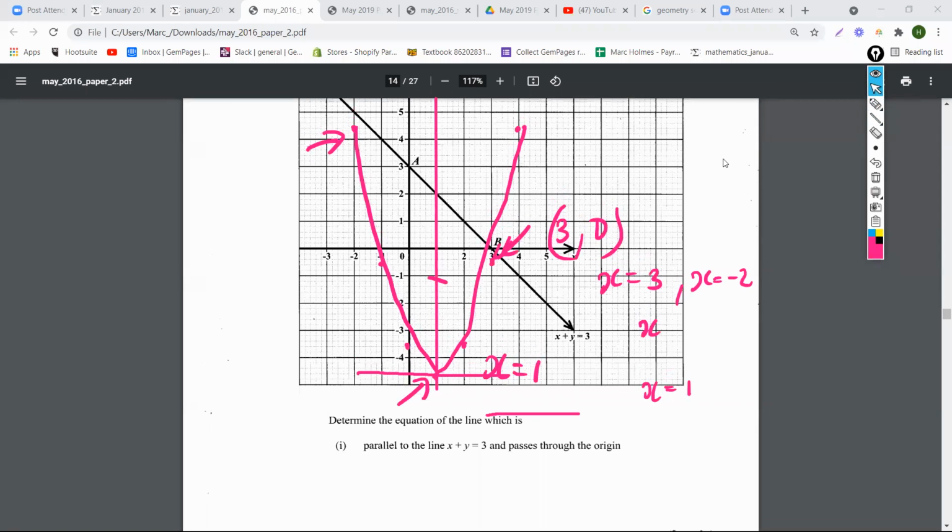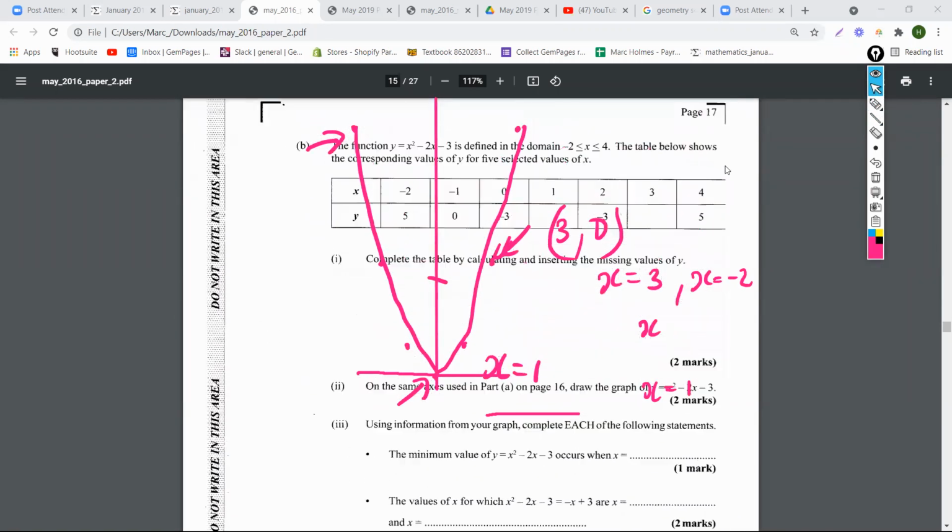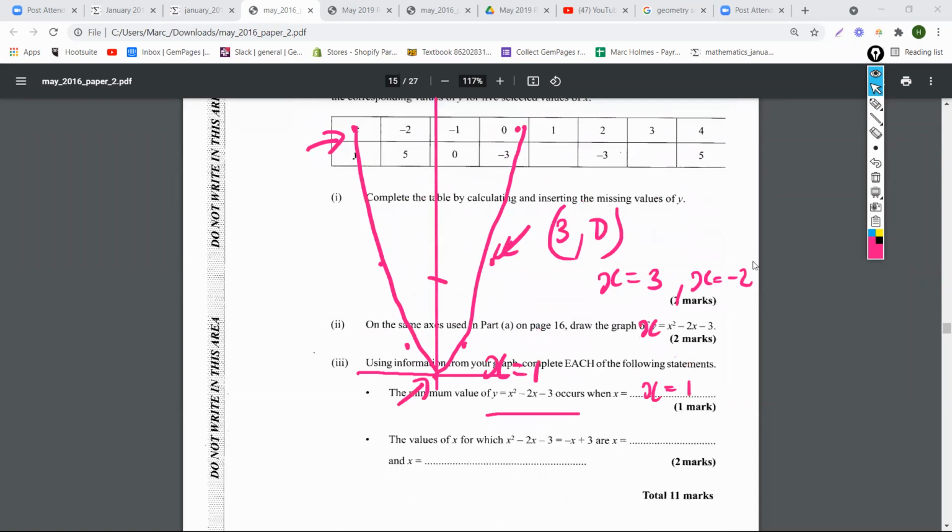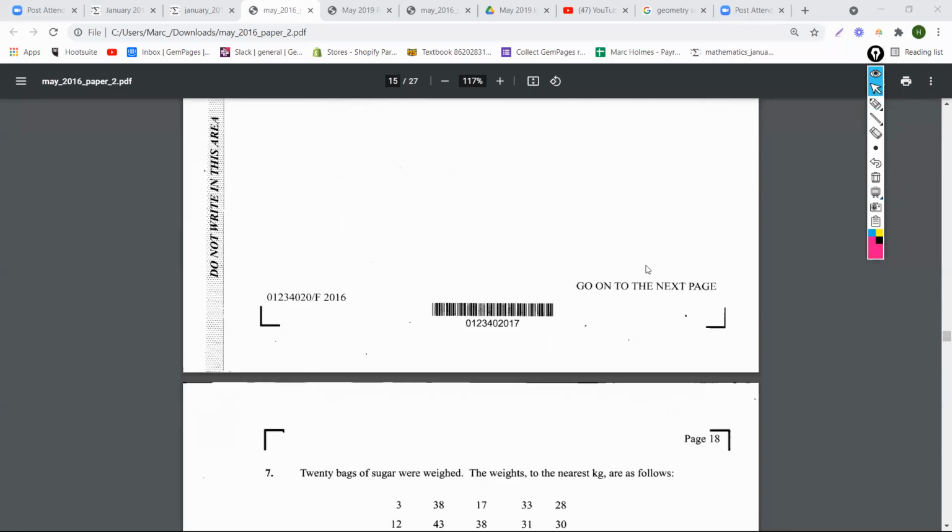So they ask you for the x values for where it cuts the graph. And that's it: x is equal to 3, and x is equal to -2. So guys, I'm not gonna spend any more time on this. We need to move on still.